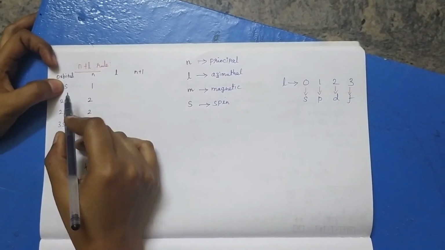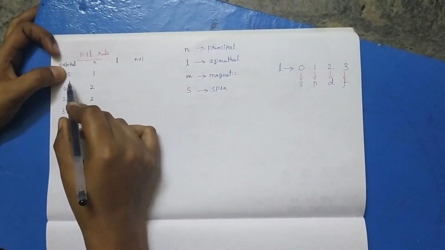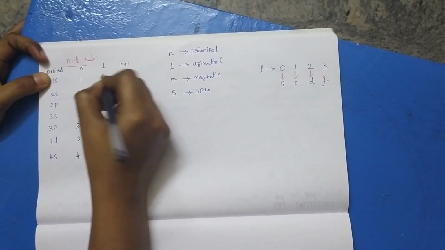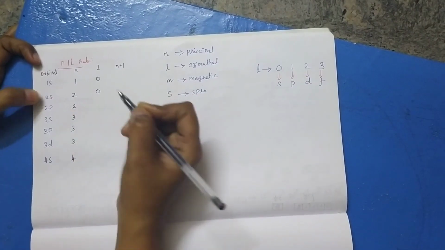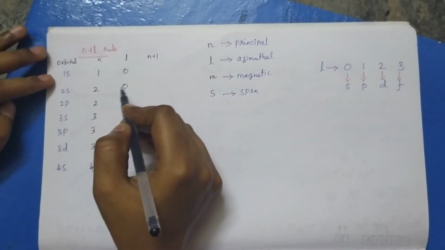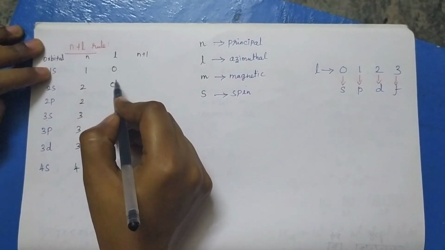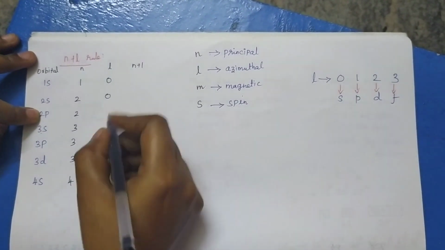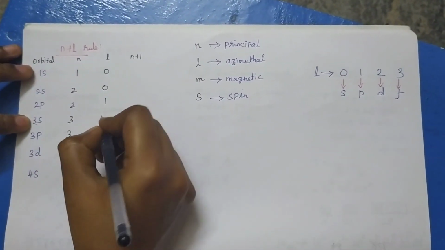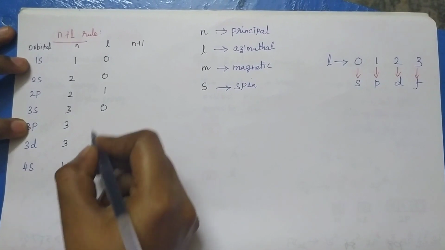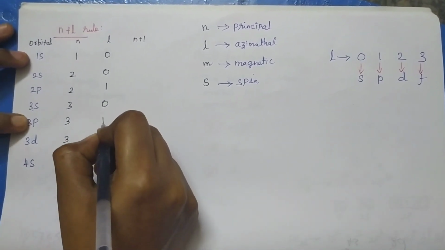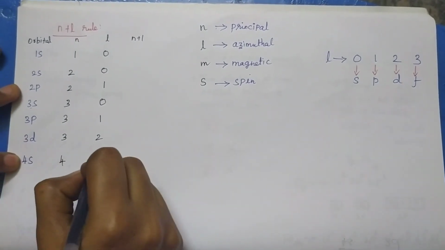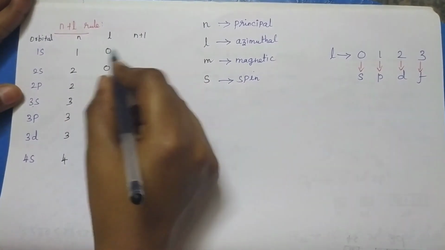So here, forget the 1s, already we have filled it. You are seeing s. What is the l value for s? 0. Here also s is 0. And the p orbital has l value 1. Again s comes, so the l value is 0. And the p orbital l value 1. For the d orbital, l value 2. Now we are going to add n plus l.